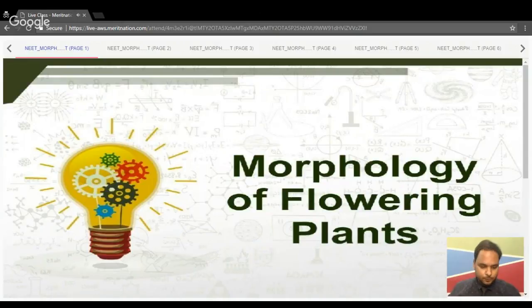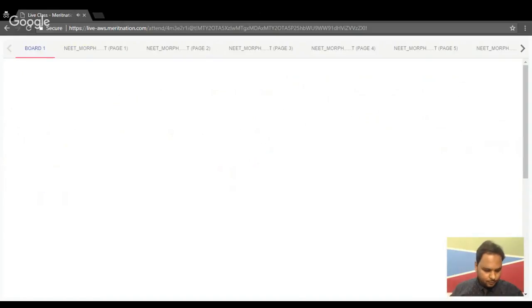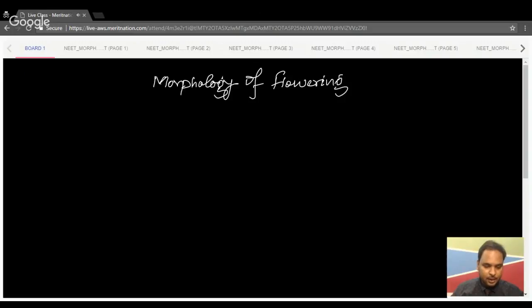Now, to start ahead, everyone, I'll just take a normal board, and for all of you, I'll try to change its color so that it will be nicely visible for all of you. And here it is. So we are starting with morphology of flowering plants. And when we say flowering plants, we are synonymously talking about angiosperms, right? Okay, morphology of flowering plants.